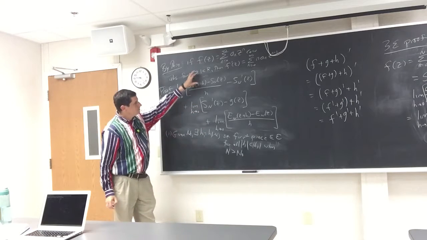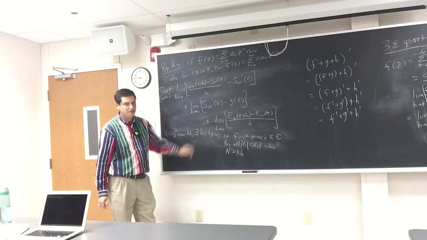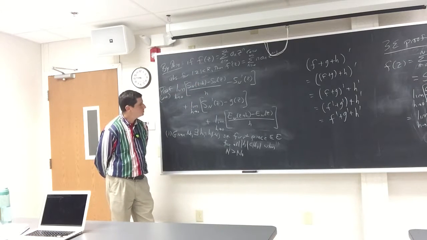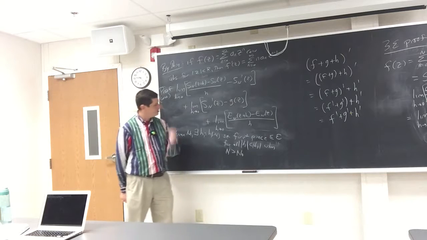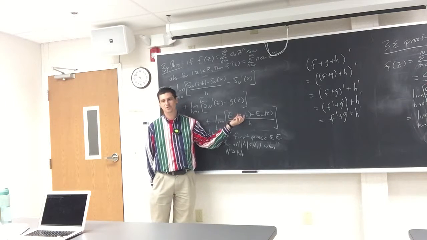OK, so that handles the first piece. Now we've got the second and the third piece. Which piece do you think is the easiest one to handle next? The third. Why the third? Because it's a geometric series. The third is not a geometric series because you have a z plus h. Oh, yeah.